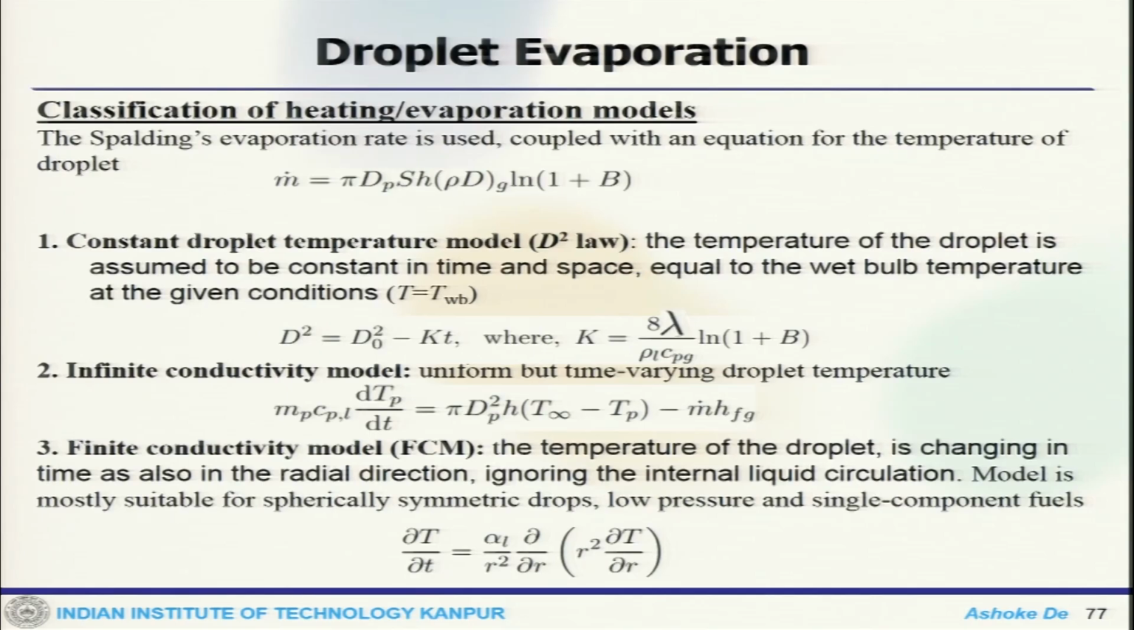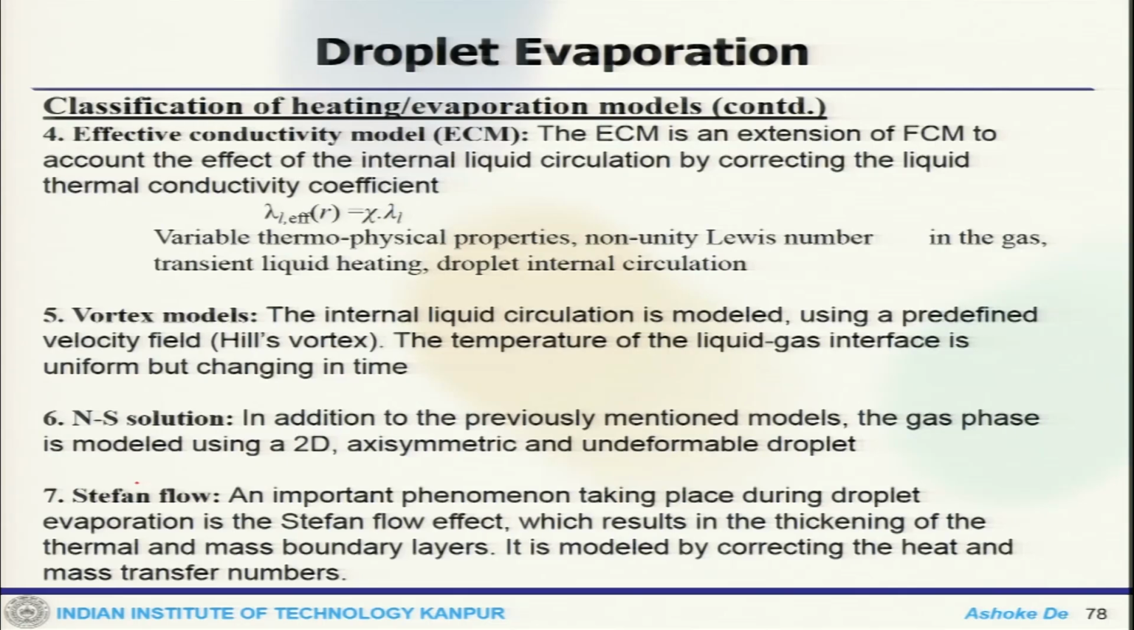Now, the heating and evaporation models. You can have Spalding's evaporation models like this: the constant droplet temperature model, D2 law, infinite conducting model or finite conducting model. These are also well established. Or the effective conducting model, where the ECM is an extension of the FCM, accounting for the amount of internal liquid circulation. There could be vortex models. The internal liquid circulation is modeled using a predefined velocity field, Hill's vortex, or a Navier-Stokes solution or Stefan flow.